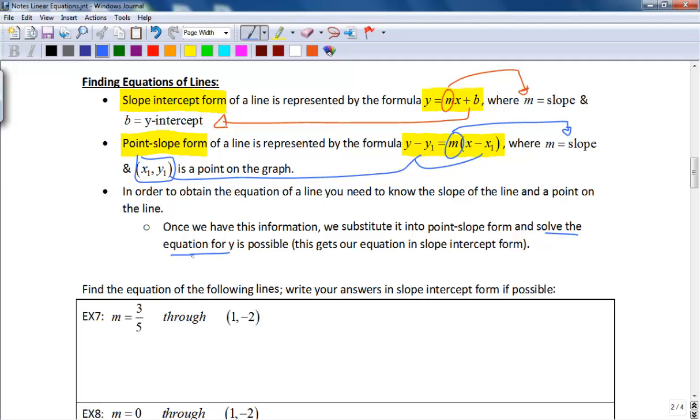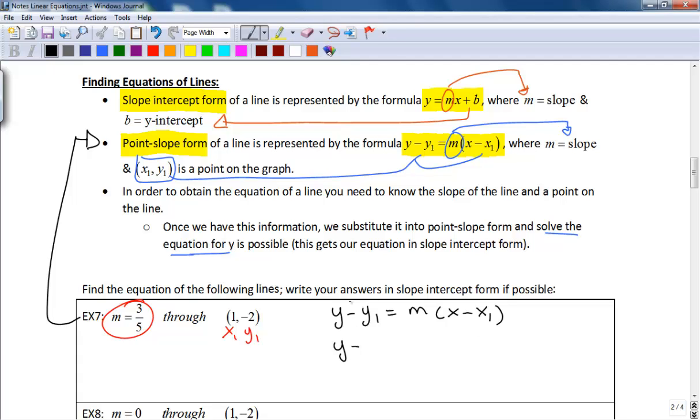Alright, well, let's look at the first one. I have that my slope is 3/5 and that I'm through the point (1, -2). So I'm given m, and I'm given a point which is an x1, y1. Well, all I have to do is plug this information into my point-slope form. Remember, point-slope form is y minus y1 equals m times x minus x1, and we need to have that committed to memory. So let's plug in where we can. So y minus, instead of y1, I can write -2, and that's going to equal, instead of m, I can write 3/5 times x minus, and instead of x1, I can write 1.